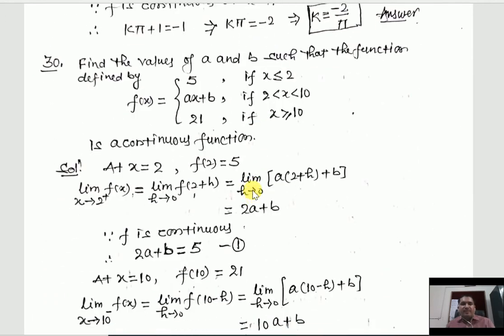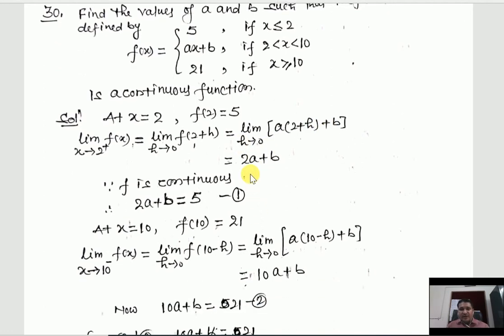Question number 30. Find the values of a and b such that the function defined by is a continuous function. So first we check the left hand limit and right hand limit, given for x is equal to 2 and for x is equal to 10 as well. So at x is equal to 2, f(2) will be equal to 5. And then the right hand limit: put 2 plus h instead of x in ax plus b, 2 plus h will come, apply the limit, 2a plus b. You can equate 2a plus b with 5 because the function is continuous, it is already given. So 2a plus b is equal to 5.